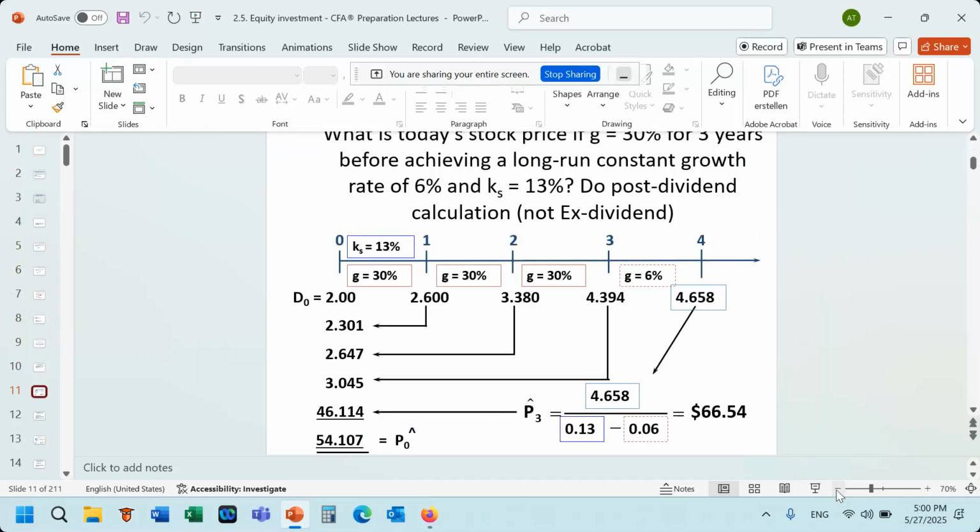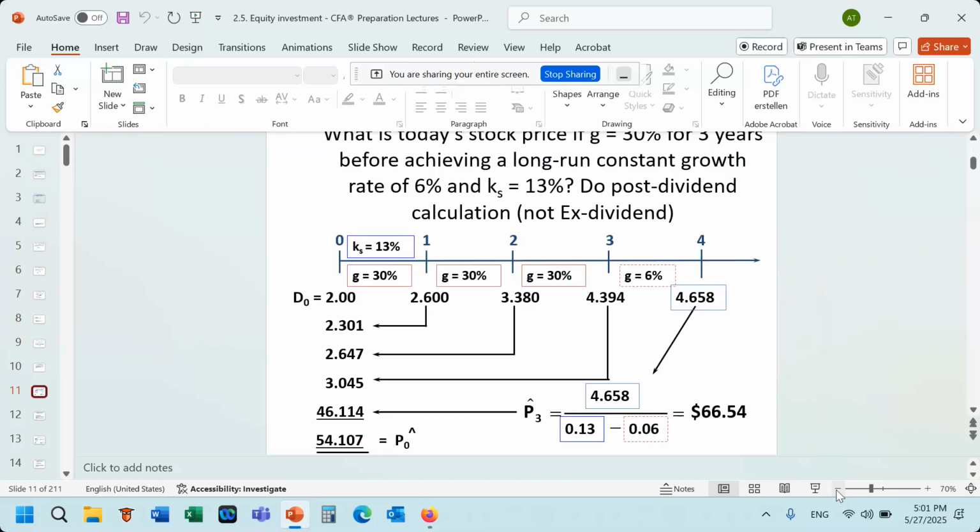A common mistake in the exam is to use the 6% growth rate or 30% growth rate as cost of capital. No, cost of capital is always 13% in entire timeline. So this 66.54 comes to present and becomes $46.114. Now we have to discount every cash flow that appears before this time.